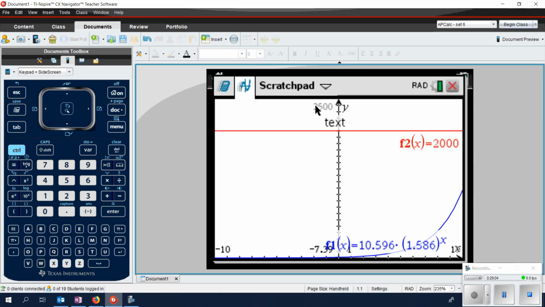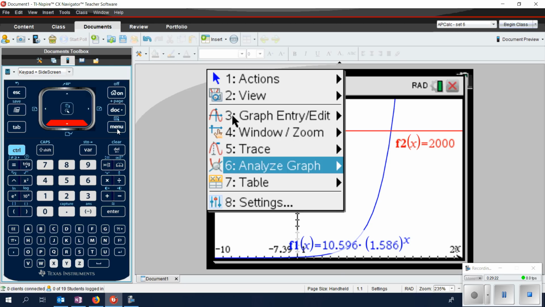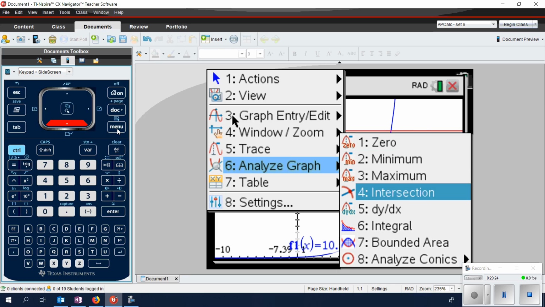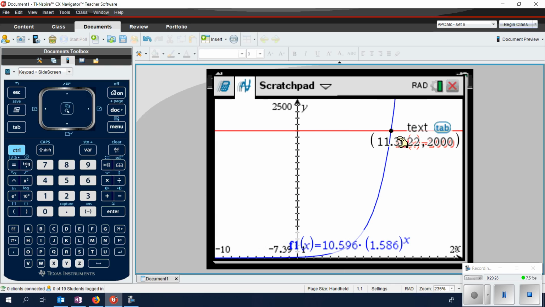Okay, and clearly I can't see where they intersect, so I'm going to tab over here. Our table goes to 9 years, so I'm going to go to 20 years. See if that works. Oh, yep, it does. Enter. So where they intersect: Menu, Analyze Graph, Intersection, click, click. In 11.36 years.